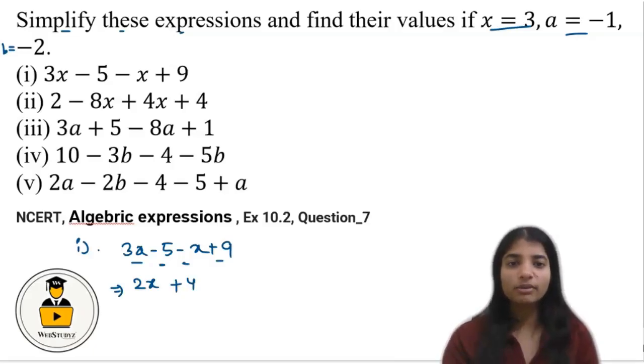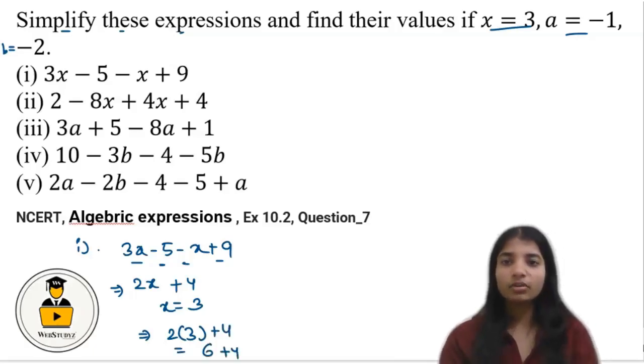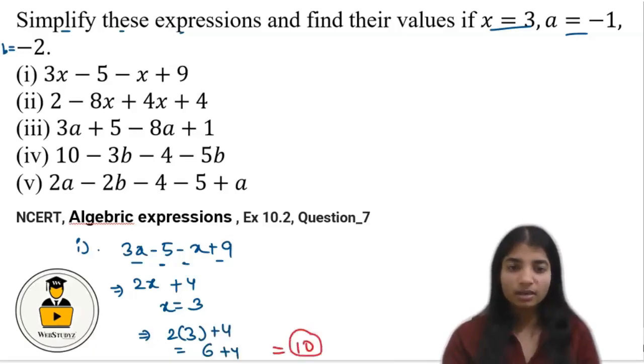Now here we have only one variable, which is x, and we are going to plug in the value of x as 3. So this becomes 2 multiplied by 3 plus 4. 2 multiplied by 3 is 6, and 6 plus 4 is equal to 10. So 10 is the answer to part 1 of this question.